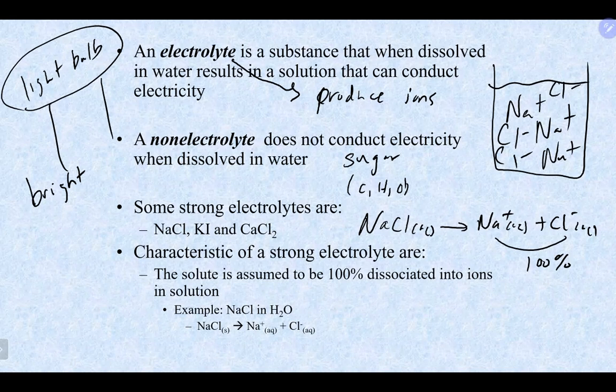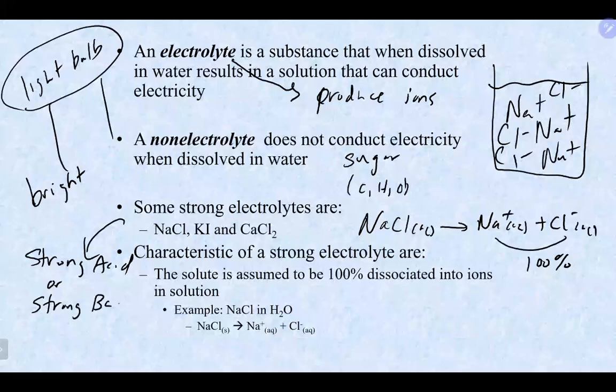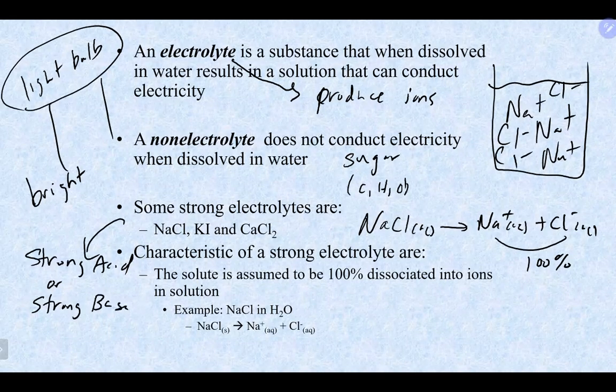In addition to ionic compounds such as that, I guess sort of still ionic compounds, strong acids and strong bases are also strong electrolytes. So anything that is like a strong acid or a strong base are also strong electrolytes. So for example, hydrochloric acid, which is a strong acid, will in solution 100% break apart into H plus and Cl minus ions.